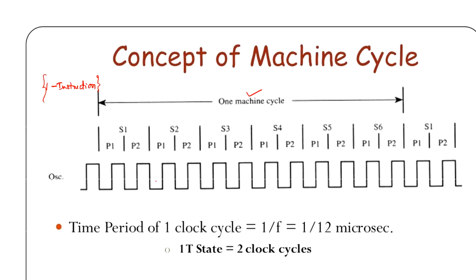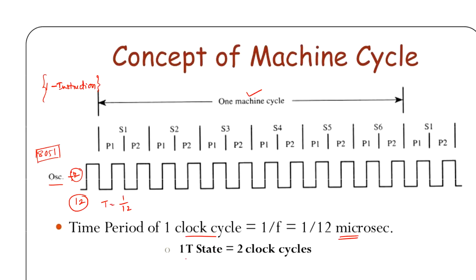So let me see that. Probably we know the 8051 has an inbuilt oscillator. It generates 12 oscillations by itself. That is what we call 12 oscillations. So the time is always 1 by 12. That is what we call the time period of one clock cycle. It is 1 by 12 microsecond.